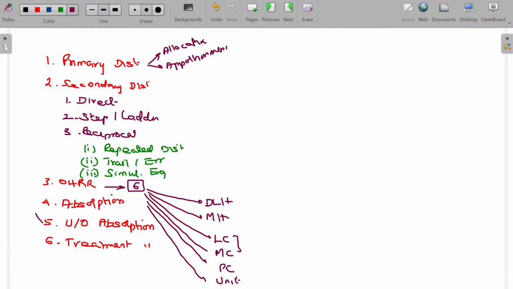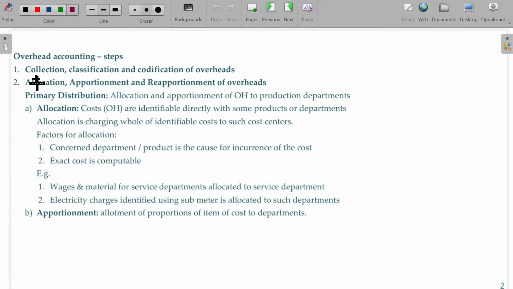Absorption may be under absorption or over absorption. So you have to understand how we can treat that. So these are the only 6 steps you have to understand. Clear? So, overhead accounting steps.